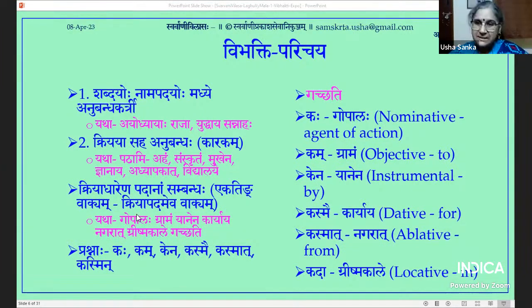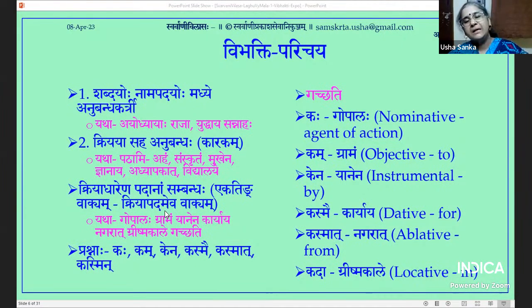Here again we are going to do the same thing as with Yachati. We will take gachati and ask questions. Kaha gachati, the first question. Kam gachati, where does he go? Gramam gachati. Kena gachati? Yanena gachati, or rathena gachati, whatever. Kasmai gachati? Karyartham, karyaya gachati. Kasmat gachati? Nagarat. From the city he is going to a village. Maybe he's a doctor and he goes for his job or some work. Grishma Kale gachati: he is going in the summer season.